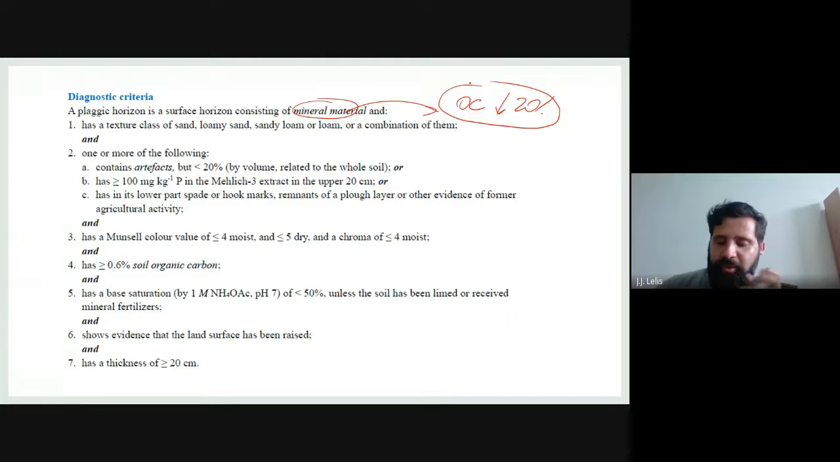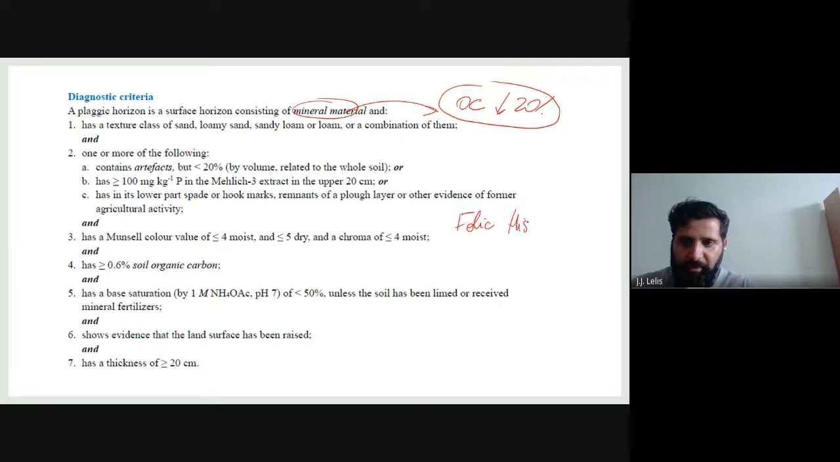We should always look first at the organic carbon content in the surface horizon, because if this content is equal to or higher than 20%, then we can understand that we have a folic or histic horizon, of course, depending on the soil moisture regime and the thickness of this horizon, okay?